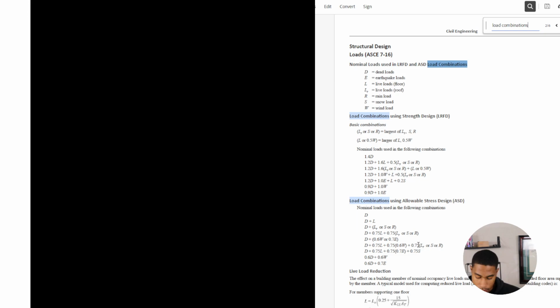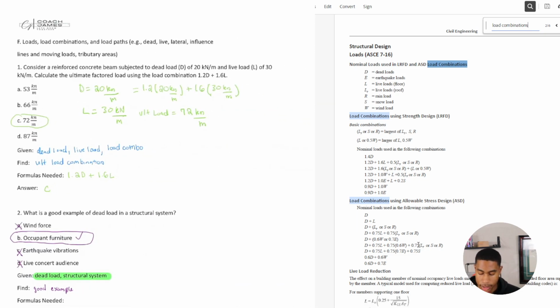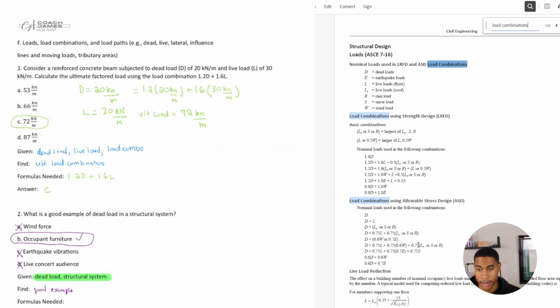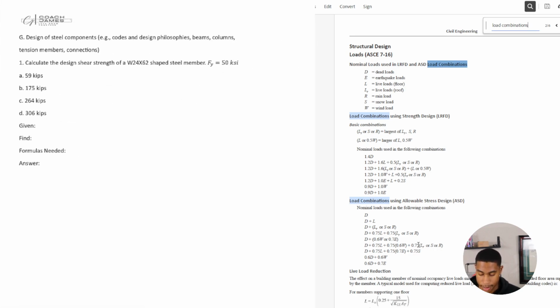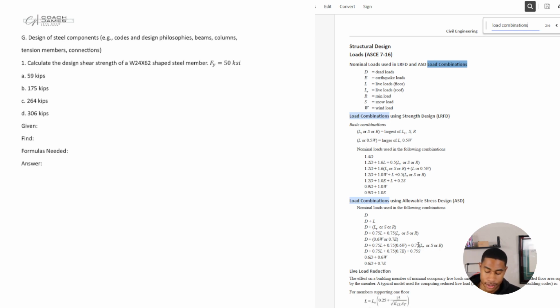All right, so this concludes the loads, load combinations, and load paths. Next video, we're going to be looking at some actual design. This is pretty in-depth, so you definitely don't want to miss the design of steel or concrete components. So I will see you in the next video.